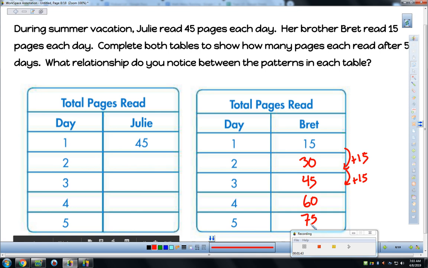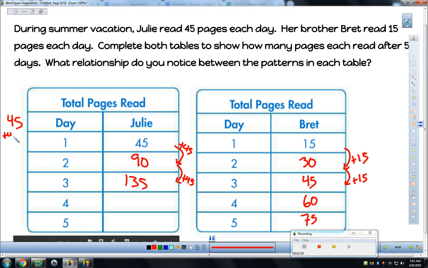Julie reads 45 pages every day. That means every day she's 45 pages farther into her book. So 45 plus 45 is 90. If you need to be writing these down, please do. Show scratch work, show it in the margins, write it down somewhere. 45 more pages is 135.